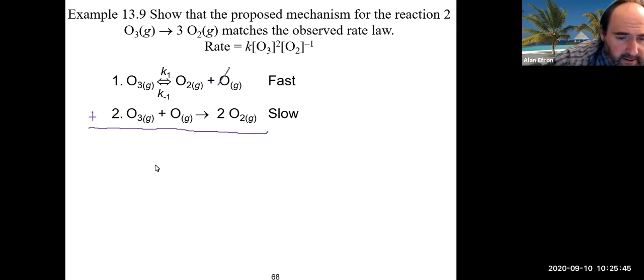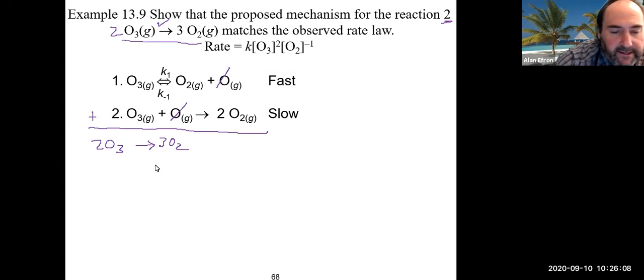It looks like the O will cancel on both sides there. And that will give me 2O3 goes to 3O2. So that was the equation right here. The 2 is up there, so I'll put it here. So this does match. So far, so good in terms of it being a good mechanism. We have all those steps adding up. We also see that the intermediate here is the O.